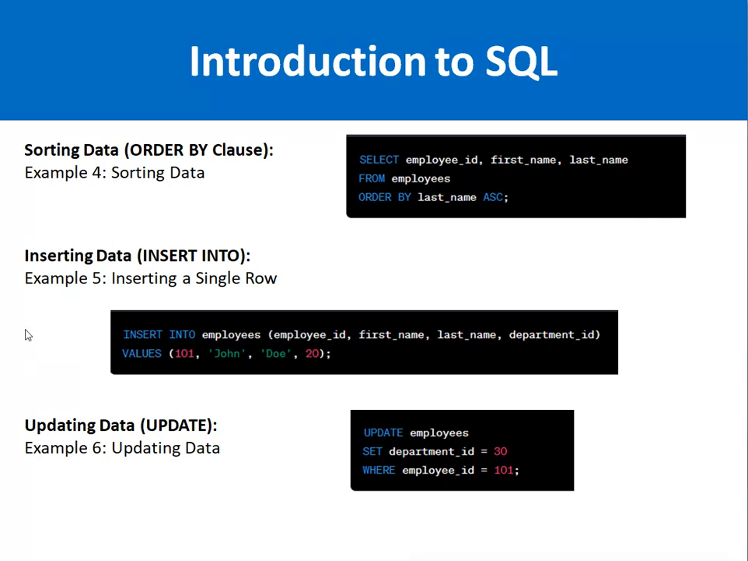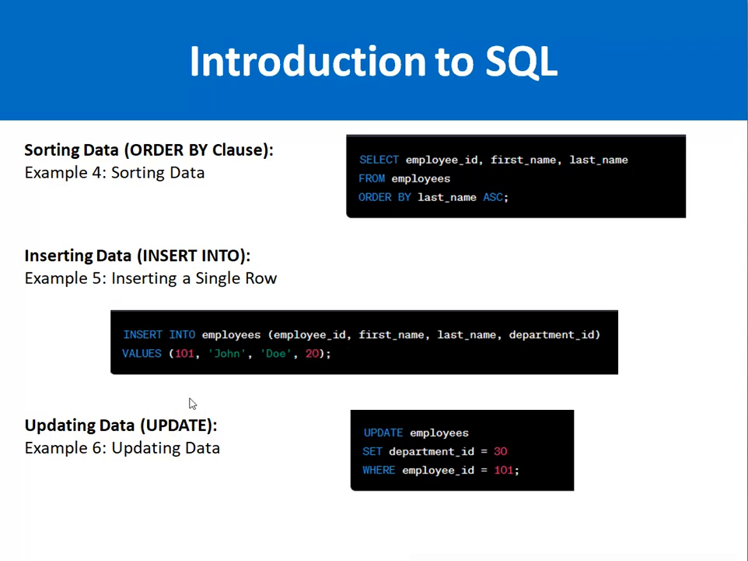Then inserting data: if you want to insert a row in a table, how can you do it? Insert into employees, where employees is the table name, employee ID, first name, last name, department ID, values 101, John, Doe, 20. These are the column names, and these are the values. The values should correspond to the column names: 101 will be inserted in employee ID, John in first name, Doe in last name, and 20 in department ID.